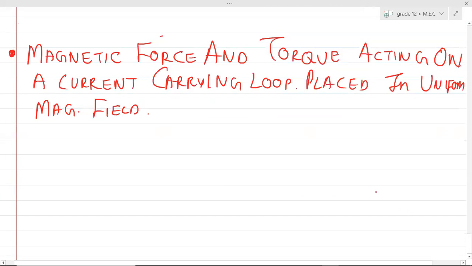So guys, we are actually seeing what exactly is the torque or force experienced by a current carrying loop placed in an external magnetic field.